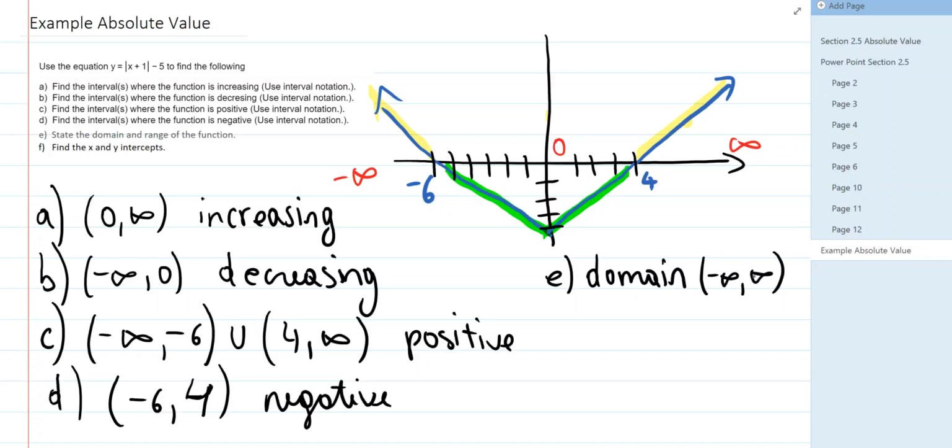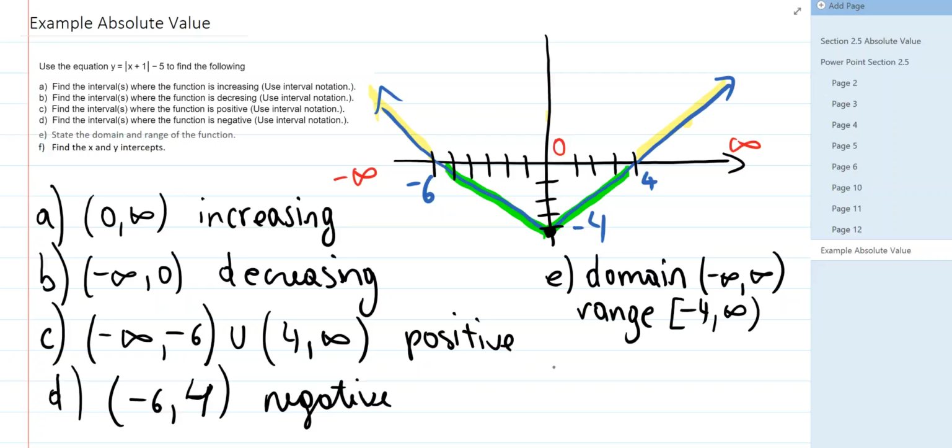Now the range is basically all the valid outputs. You notice that I don't have the function below negative 4. I don't have the function at negative 5 or at negative 10 right here. I only have the function from negative 4 up until infinity. So the y values, the range, is negative 4, including negative 4, because I have this point right here at negative 4, up to infinity.